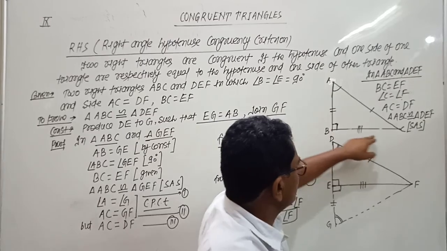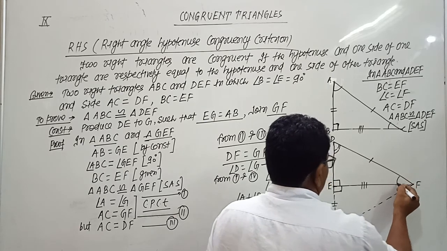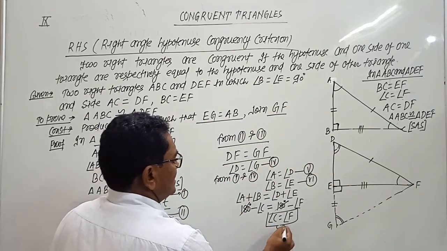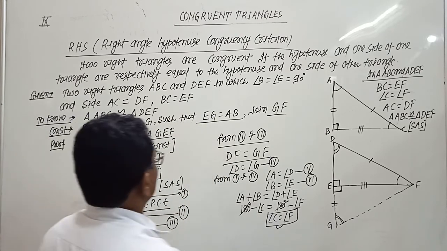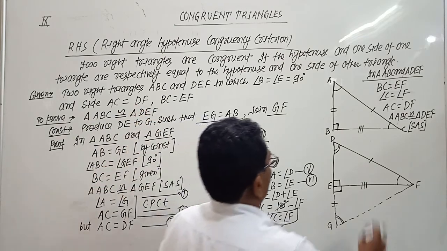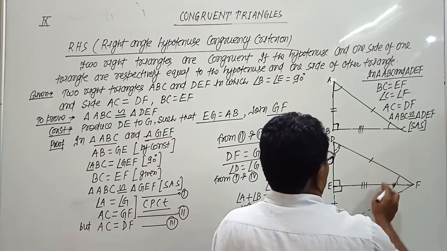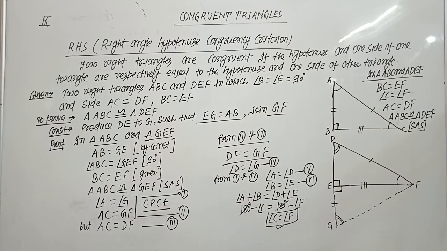Side BC equals side EF, angle C equals angle F. We have proved angle C equals angle F, and AC equals DF, which was given. So by side, angle, side, these two triangles become congruent. So this is the proof of RHS congruency. In the next video we discuss exercise 7.3.